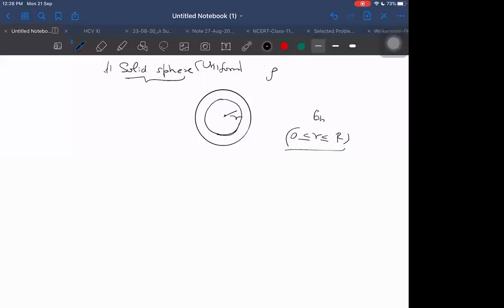Having density rho, mass m, radius r. You can give the answer in terms of density, or you can give an answer in terms of mass and r. Your choice. At a distance r we have to find the field, at r distance away, where r lies between small 0 to capital R.